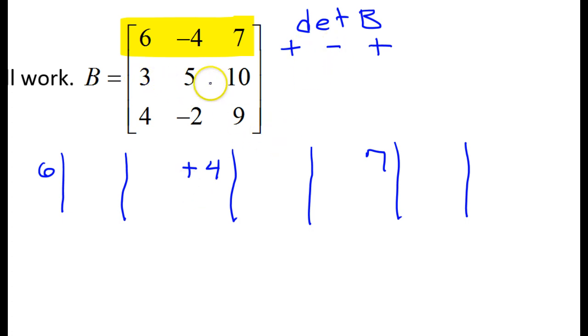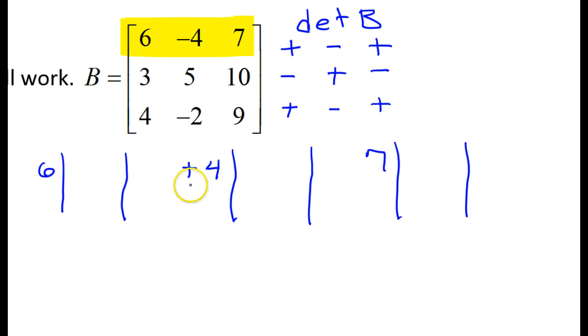By the way, if I had picked the middle row, the sign pattern would have been minus, plus, minus, meaning change it, keep it, change it. And if I had chosen the bottom row, we would have gone back to plus, minus, plus again. Anyway, so these are my cofactors.